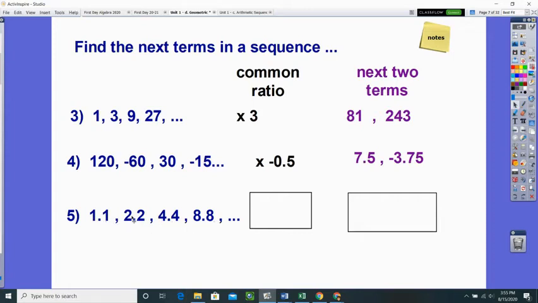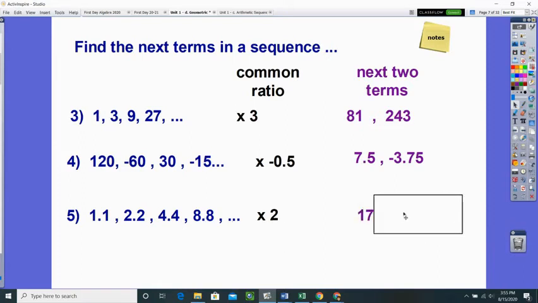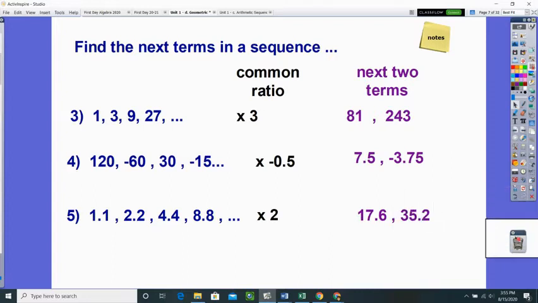So what is the common ratio? Do you see you're doubling? So you're multiplying by 2. And again, it's positive because we're not seeing that alternating sign. Then we're going to take 8.6 times 2, which will give you 17.2, and 17.6 times 2 is 35.2. All of these are geometric sequences, and this is called the common ratio.